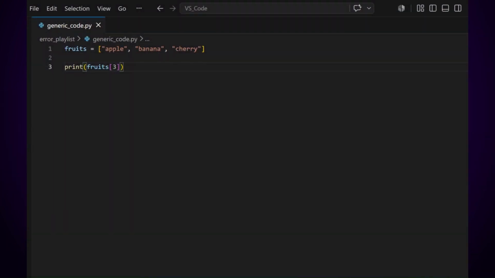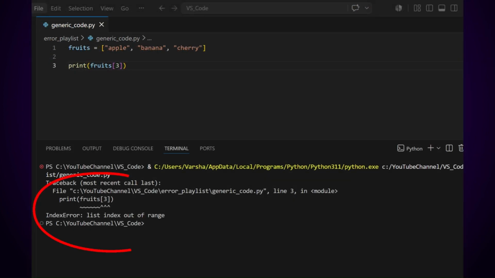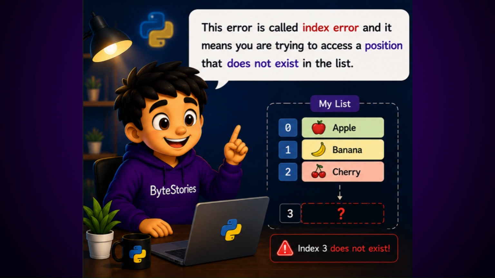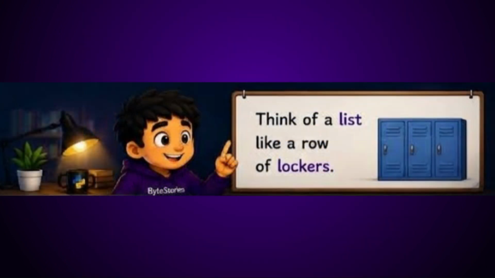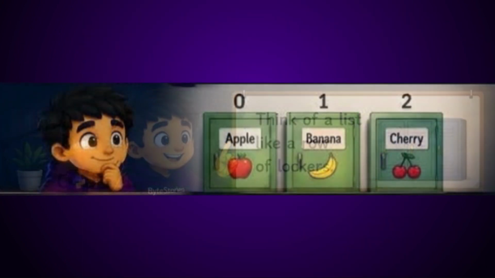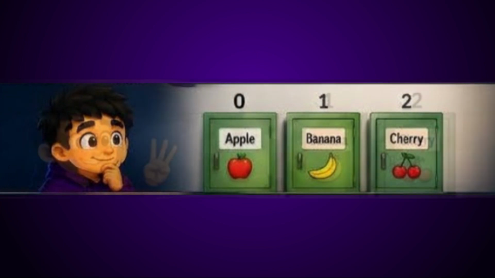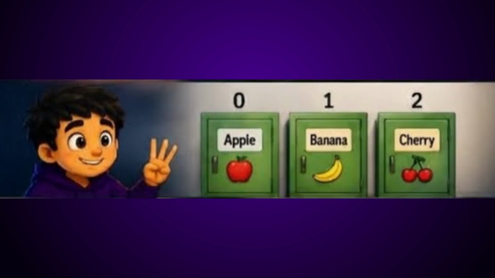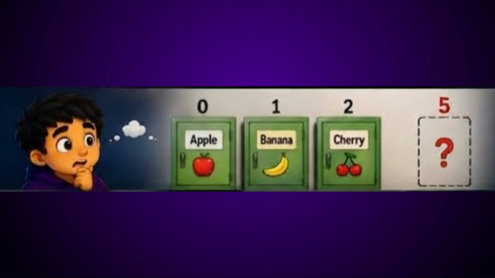This error is called index error, and it means you are trying to access a position that does not exist in the list. Think of a list like a row of lockers. If there are only three lockers, you can open locker 0, locker 1, and locker 2.